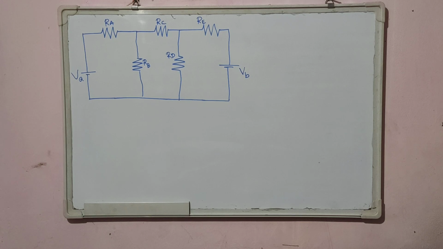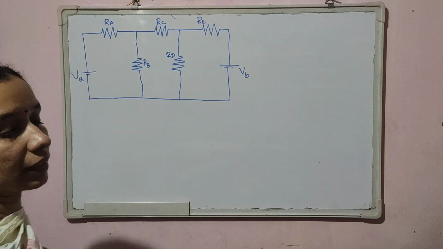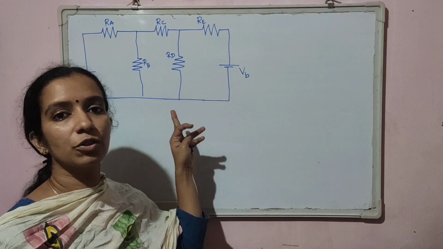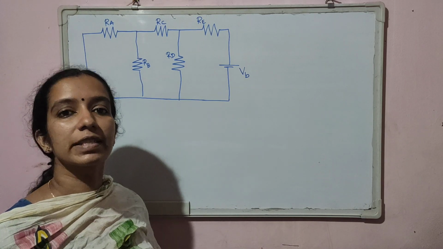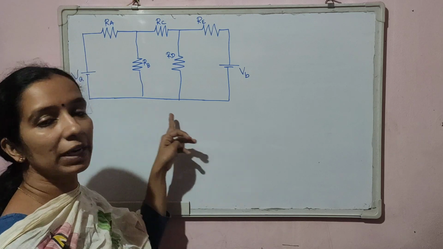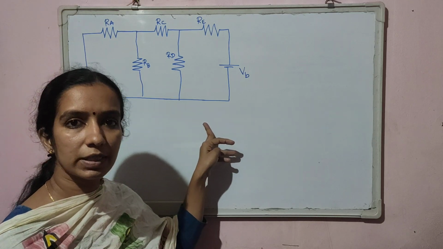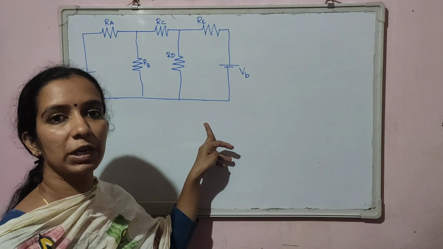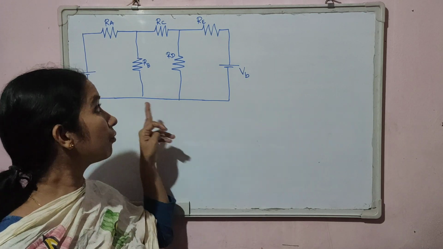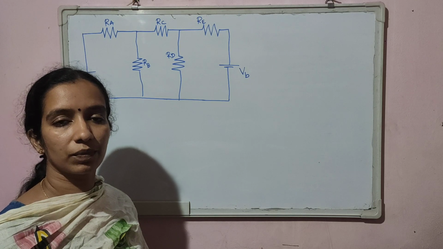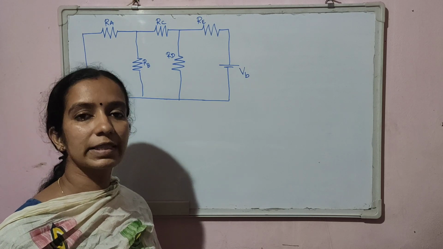Now I am going to illustrate the procedure of mesh analysis using an example. As an example, consider this particular circuit. This is a planar circuit. Our first step is to check whether the circuit is planar or not. This is a planar circuit. None of the branches cross each other. So now go to the second step.